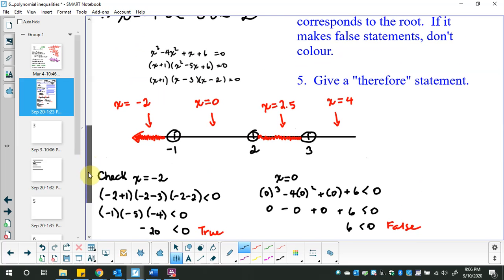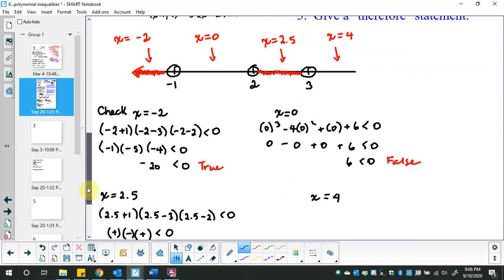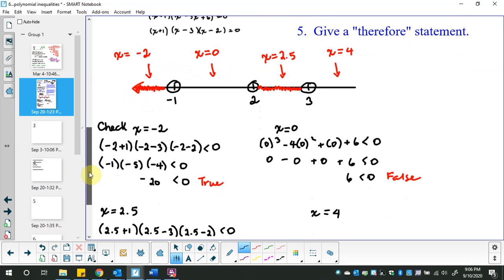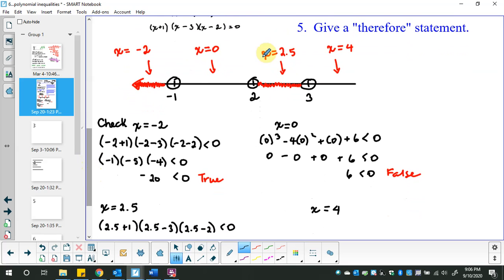Do not try this little trick for standard form. You can only use it for factored form, because factored form implies multiplication. So I just need to see that. So I'll have 4 plus 1. I'm not going to write that down. I know that 4 plus 1 is 5, and 5 is positive. 4 minus 3 is 1. I know that 1 is positive. 4 minus 2 is 2, and I know that 2 is positive.